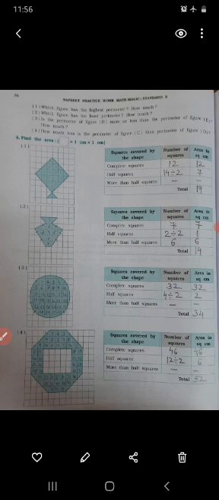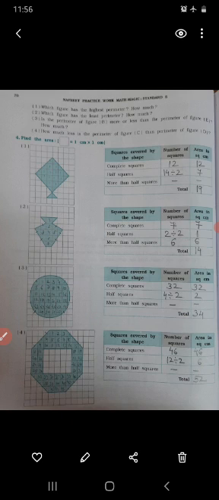The three things you have to remember are: complete squares, meaning fully shaded squares; half squares, partly shaded and partly white; and more than half, meaning more than half of the square is shaded in color and a few part is left uncolored. I begin with question number 1.